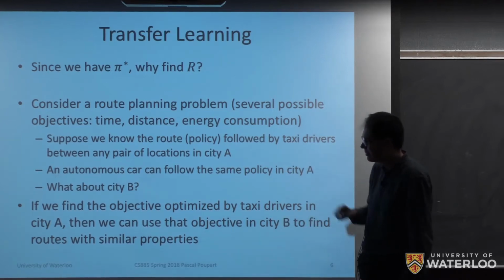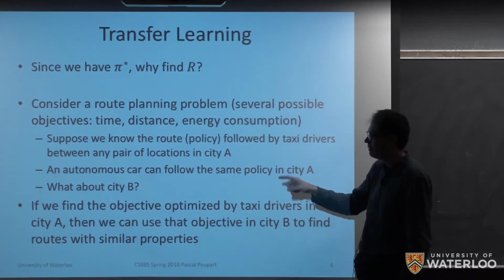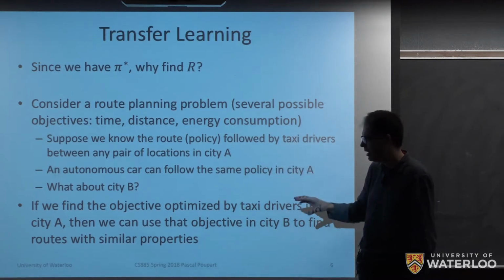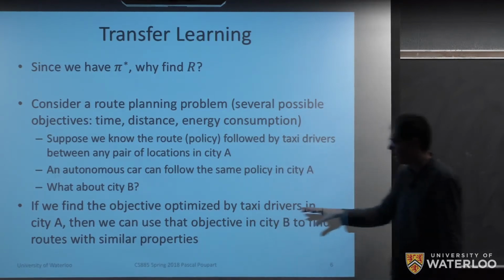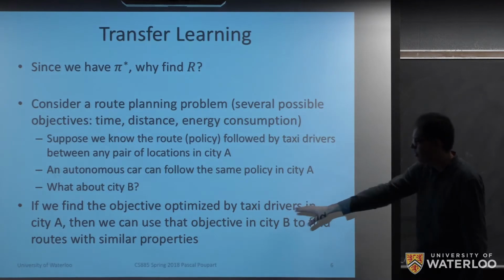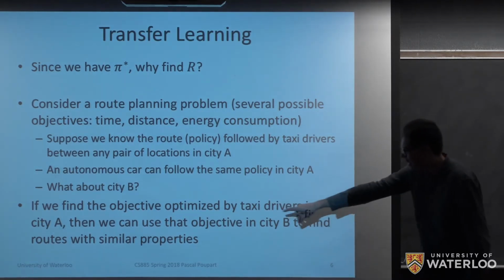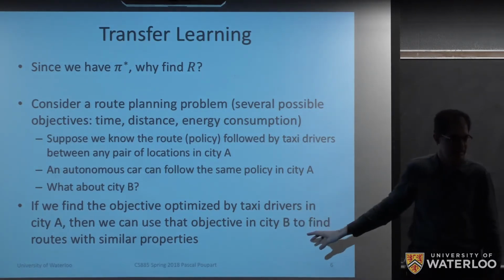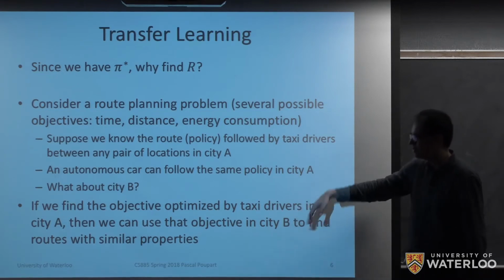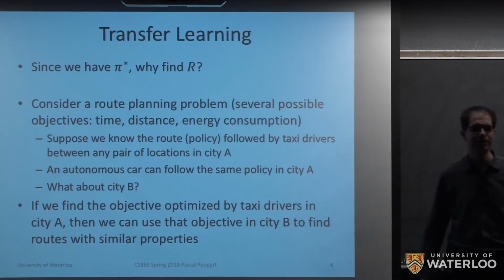So in this case, if we happen to have instead the reward function, then we can do some transfer learning. If we have the objective that's optimized by the taxi drivers in city A, then we can use that objective as well in city B and then optimize the routes to have similar properties.